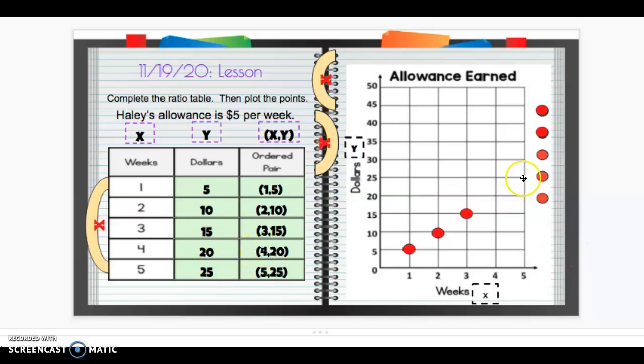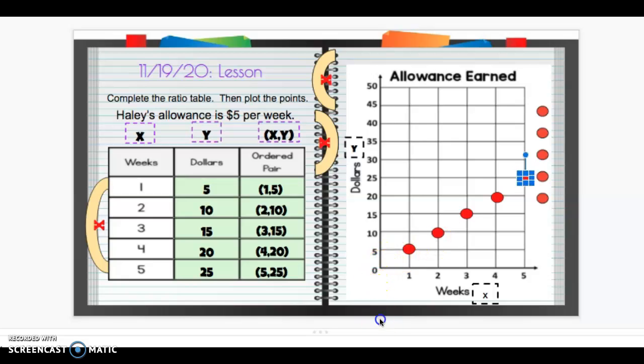Okay, 4, 20 is next. So I'm going to start at my point of origin. I'm going to walk to my X and fly to my Y, which is 4, 20. Then 5, 25. So I'm going to start at my point of origin. I'm going to walk to my 5, fly to my 25.